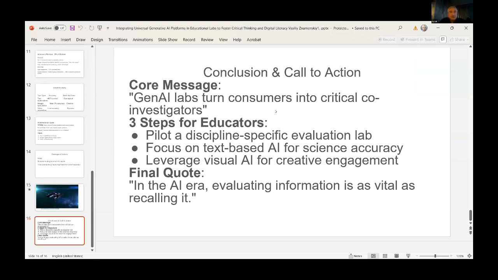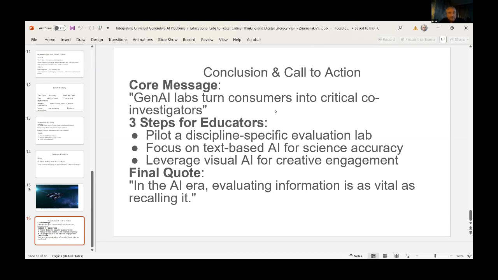Okay, now finally, conclusion. So we found that generative artificial intelligence labs really make our students critical co-investigators. And we have three steps for educators. Pilot a discipline-specific evaluation lab. Focus on text-based artificial intelligence for science accuracy. And use lower-stakes visual artificial intelligence systems for creative engagement.